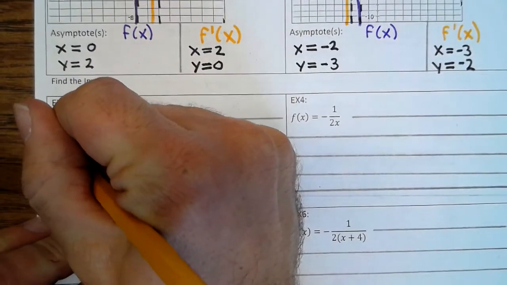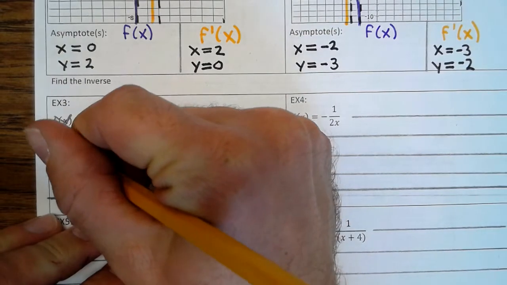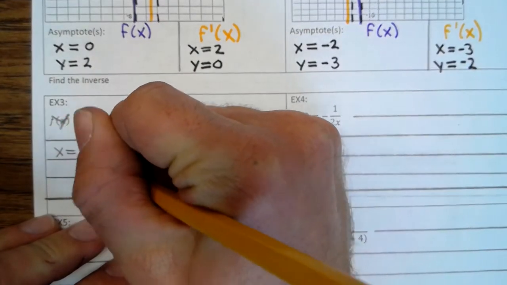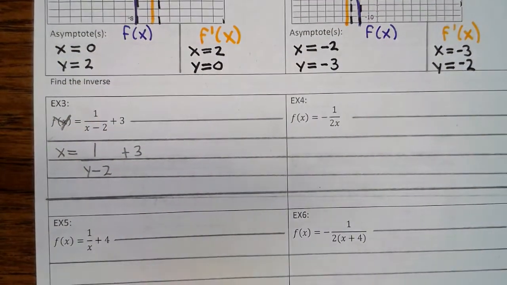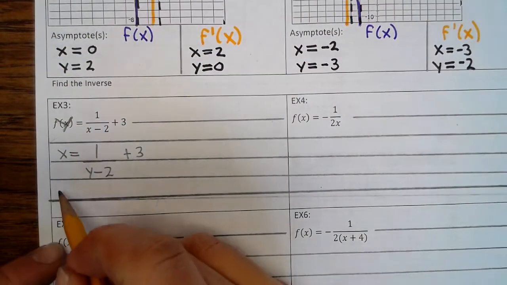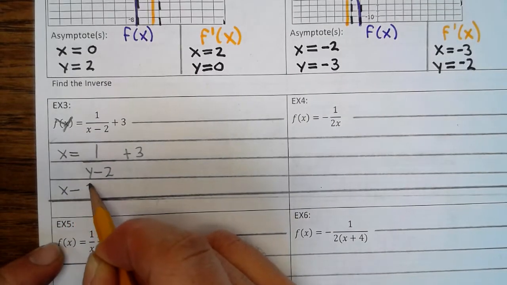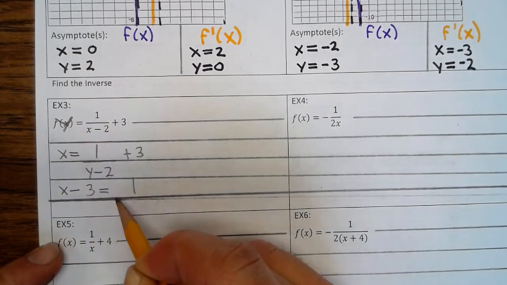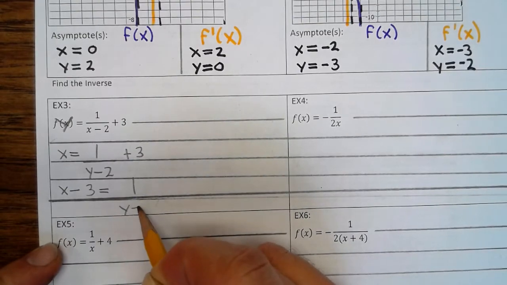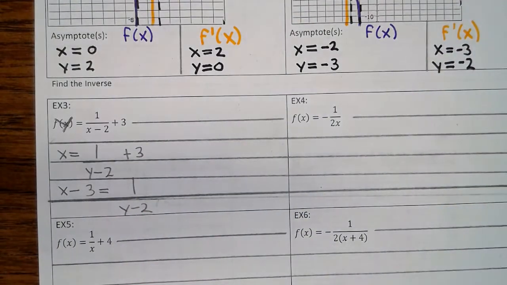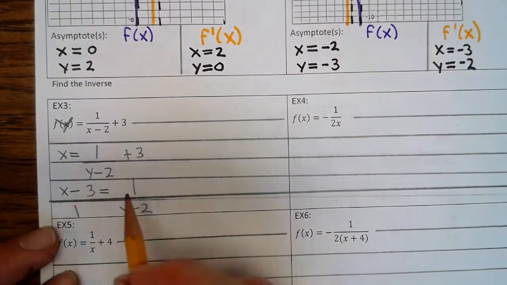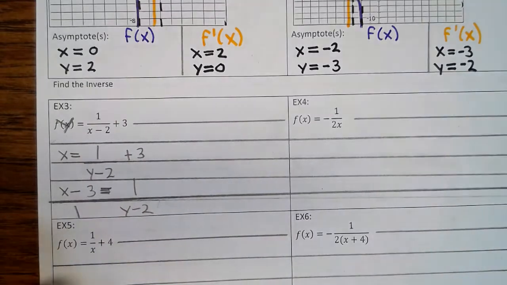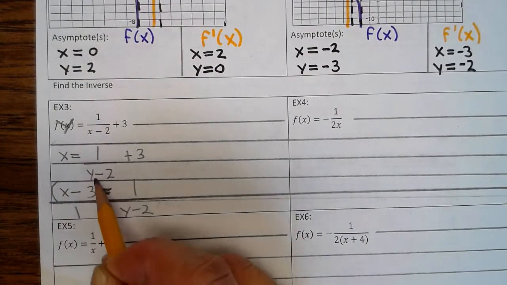So x equals 1 divided by y minus 2 plus 3. And now we're going to resolve for y. So we're going to subtract 3 from both sides. So it's x minus 3 equals 1 divided by y minus 2. Now at this point, I'm going to divide this by 1, so I have two fractions and an equal sign. And I know from 8th grade that we can cross multiply.